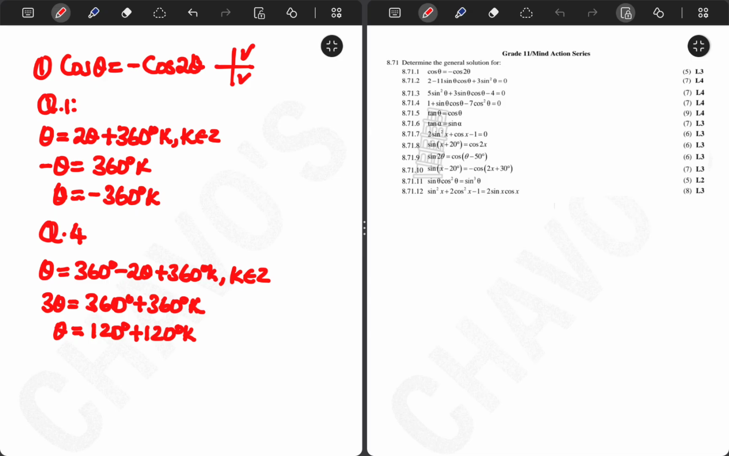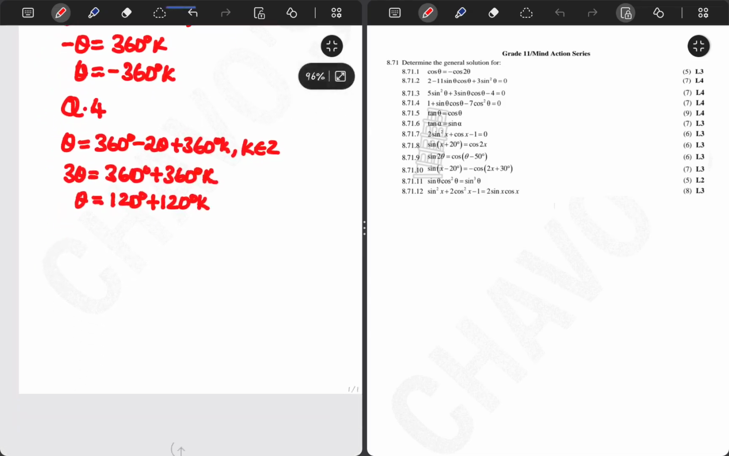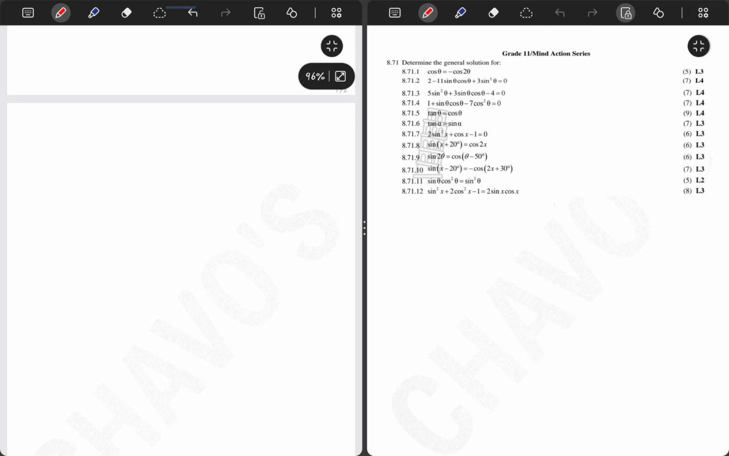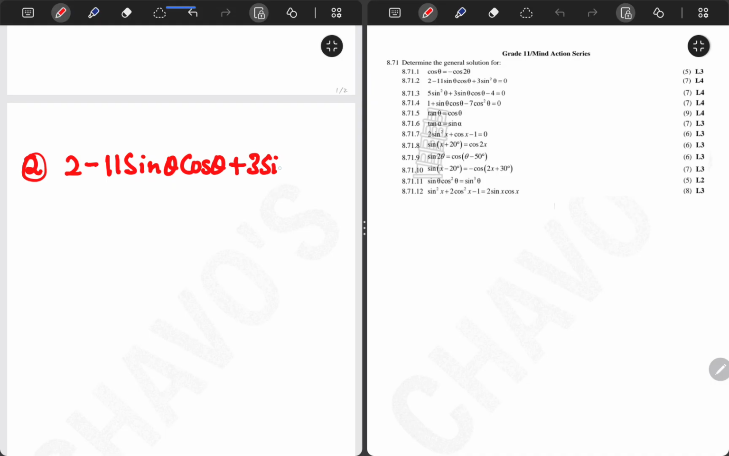Let's look at number 2. Number 2, we've got 2 minus 11 sine theta cos theta plus 3 sine square theta equals to 0. This is what we have.